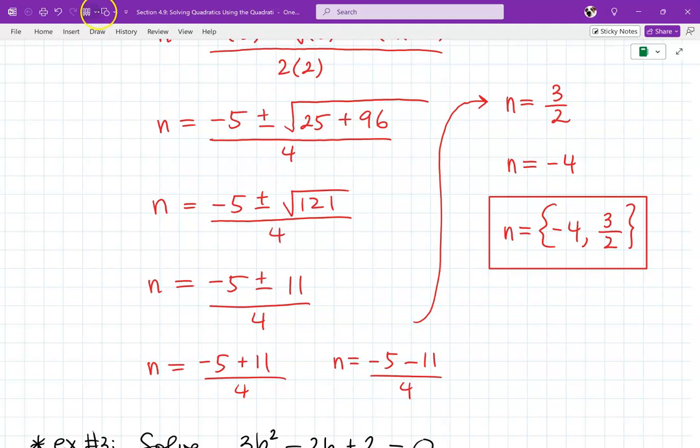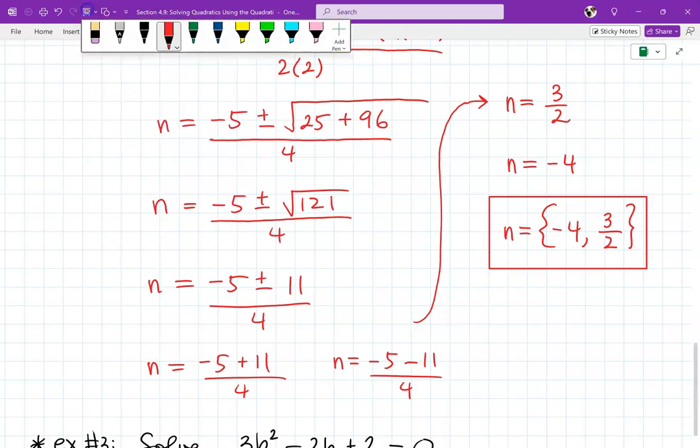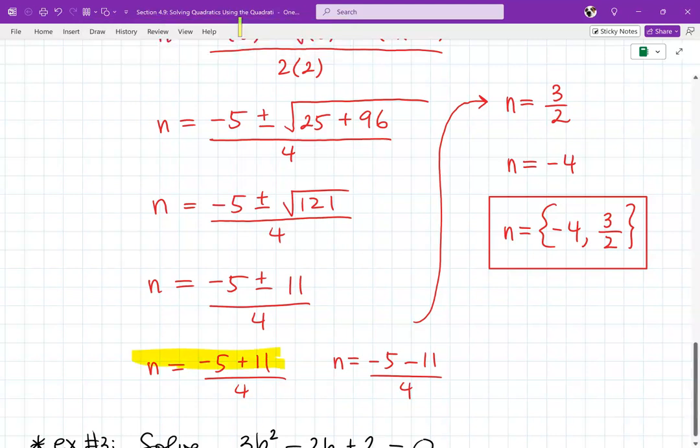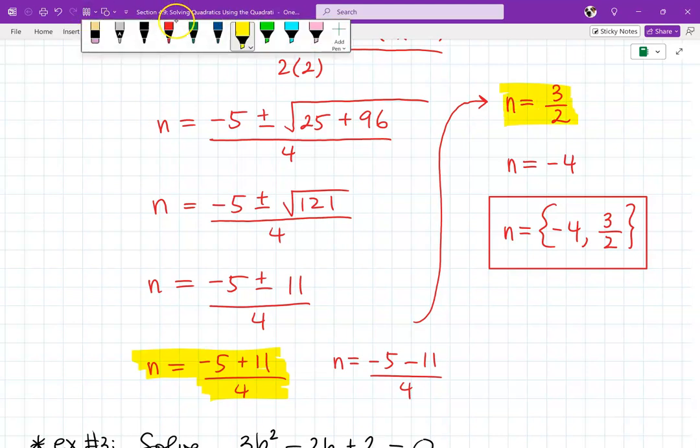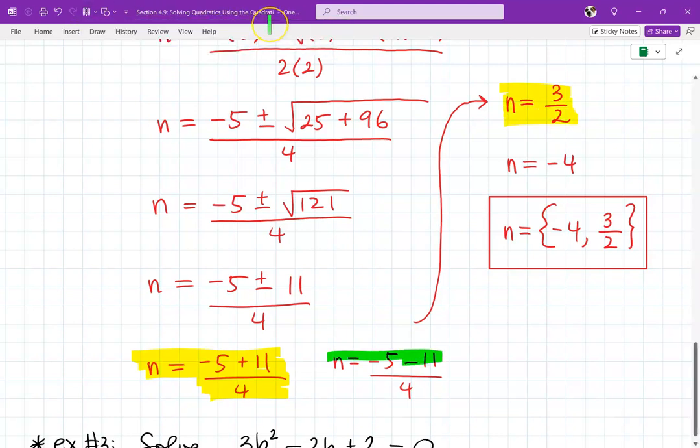Okay, so I'm going to kind of color code it really quick. That way you guys know. This answer is this one. And then this answer gave me this one, when I calculated them, when I actually simplified them.